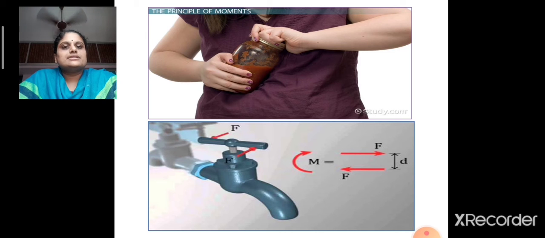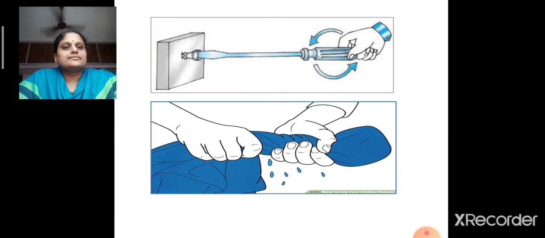These are examples of coupled forces which help in the rotation of objects. The first one is opening the lid of a bottle. The second example is opening a tap. The third example is using a screwdriver, fixing a screw by rotating it. And next is drying a wet cloth. In all these cases, you are applying coupled forces.